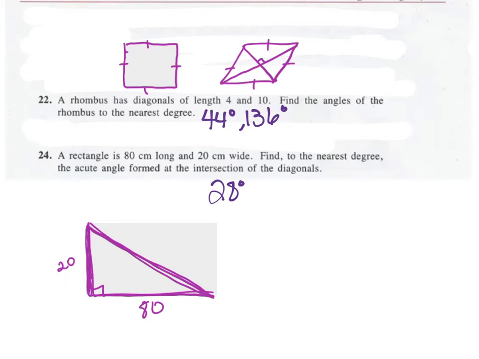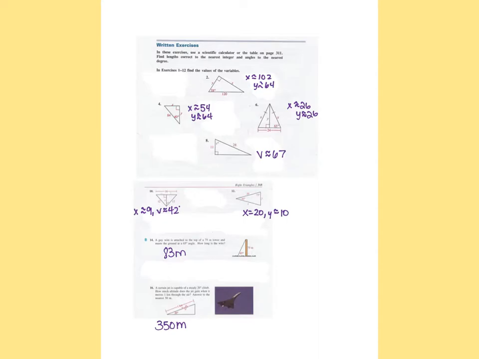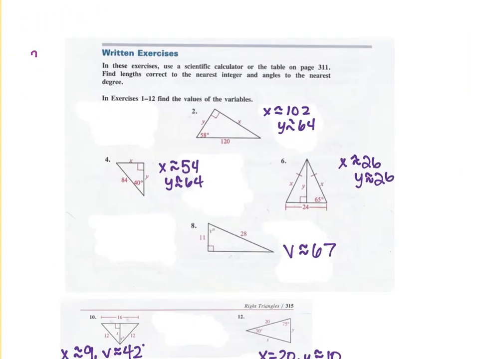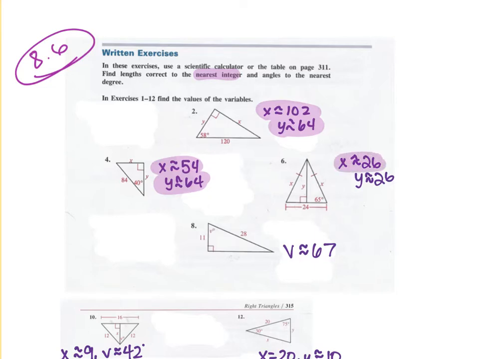Questions on those? Last one, well, no, this is second to last one. 8, 6 was your sine and cosine. So 2x is 102, y is 64. Notice it said nearest integer, that means nearest whole number. X for number 4, 54, y 64. 6, x is 20, y is 20. 8, v is 67.